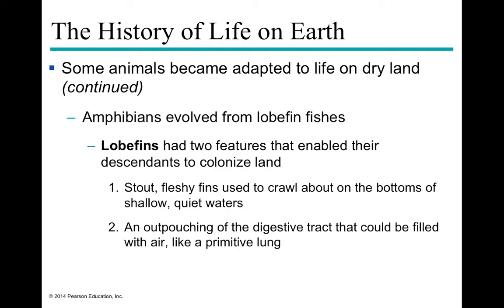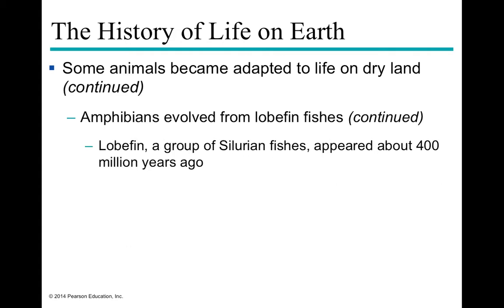Now, eventually, at a very similar time frame, we end up with amphibians. Amphibians are evolving from fish, a specialty type of fish called lobe fin fish. Lobe fins are special because they have fleshy fins that allow them to crawl about on the bottoms of the shallow waters. And they also have a specialty digestive tract that has an outpouch. That outpouch can be filled up like a balloon, like a primitive lung basically, with air. And that allowed them to travel outside of the water for short periods of time because they were able to bring their source of air with them.